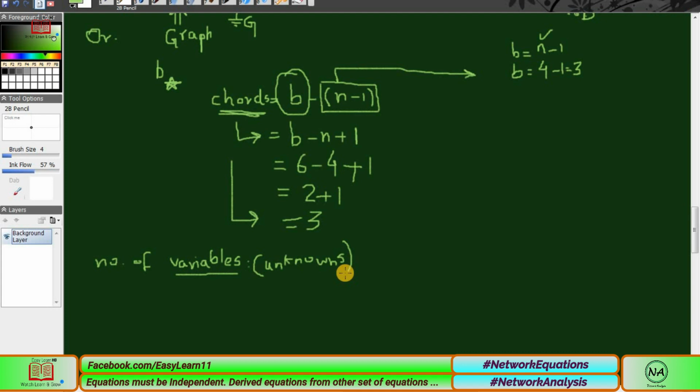The second important step is that the equations that we just wrote must be independent. They must not depend on each other. I will explain what independent means after some time, because if I explain here, I will need to explain it again in the next part of this lecture. So why not just explain once at that point.